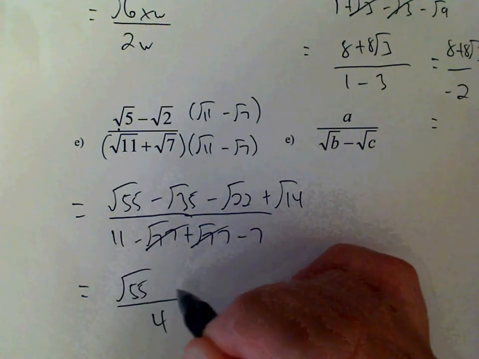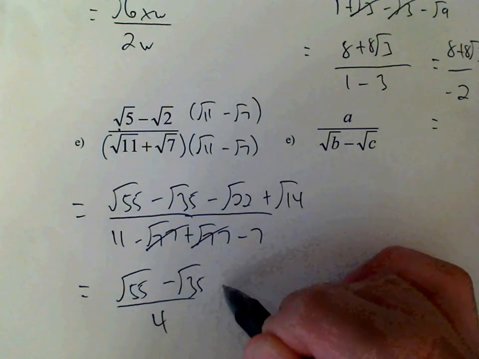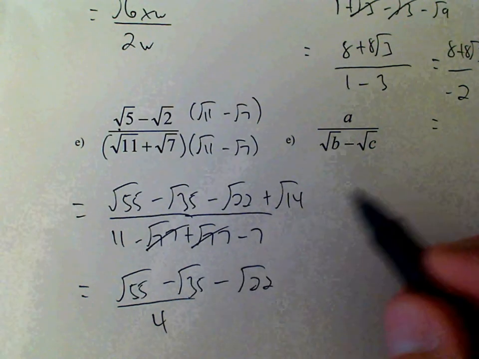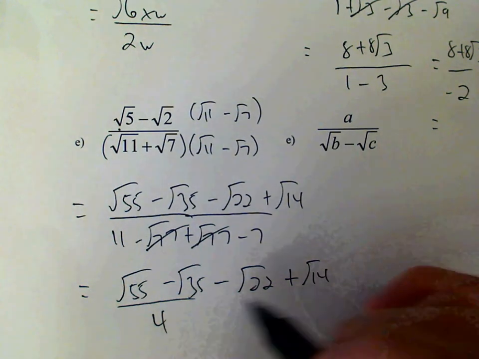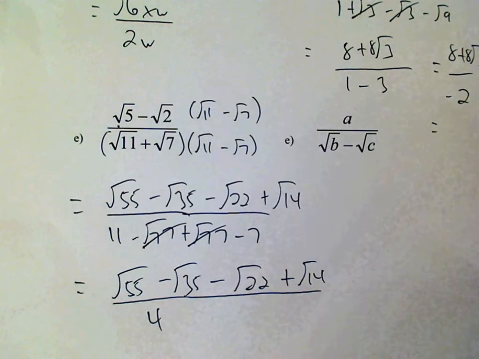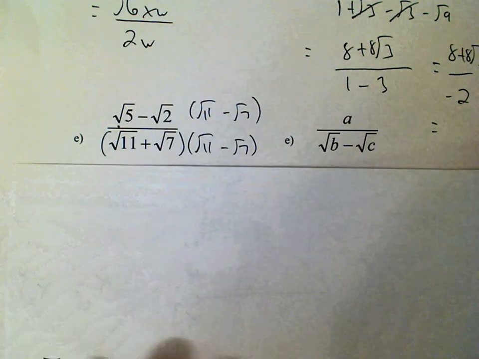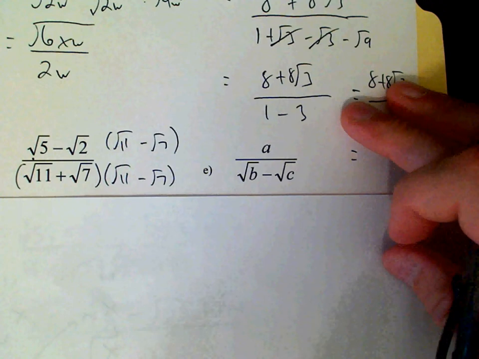So our final answer is the square root of 55 minus square root of 35 minus the square root of 22 plus the square root of 14, all over 4. Is that fun or what? You probably said, what, just then. Let's do this next one.